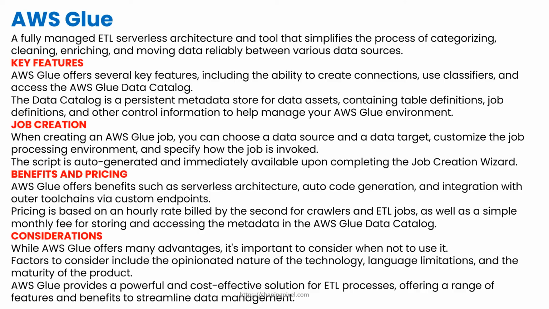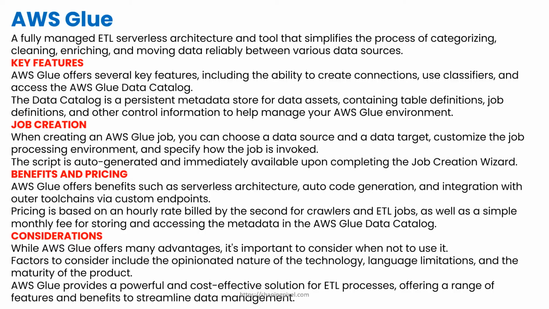AWS Glue, a fully managed ETL serverless architecture and tool that simplifies the process of categorizing, cleaning, enriching, and moving data reliably between various data sources. AWS Glue offers several key features, including the ability to create connections, use classifiers, and access the AWS Glue data catalog. The data catalog is a persistent metadata store for data assets containing table definitions, job definitions, and other control information to help manage your AWS Glue environment.